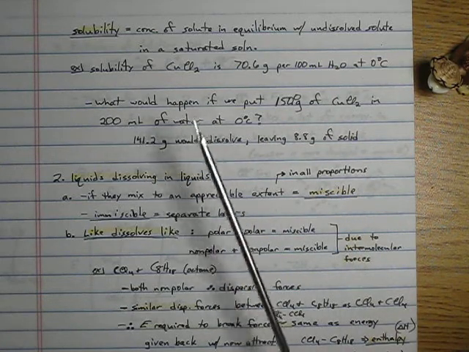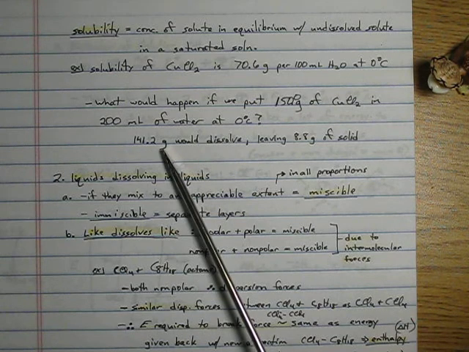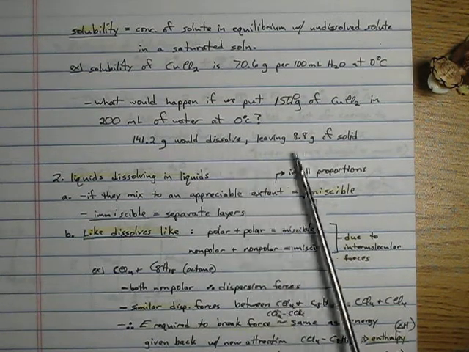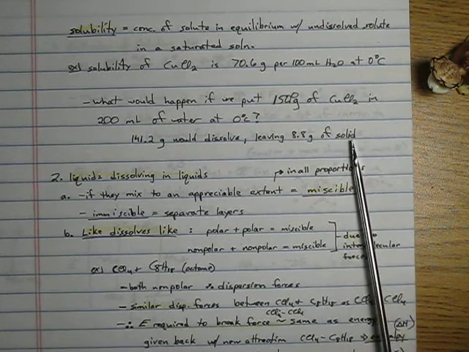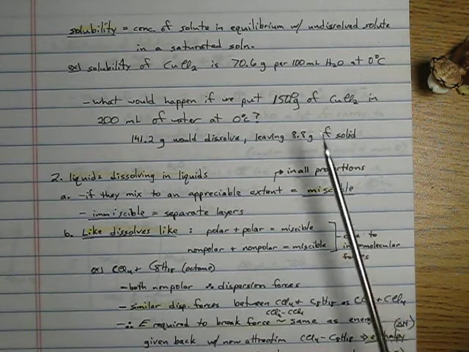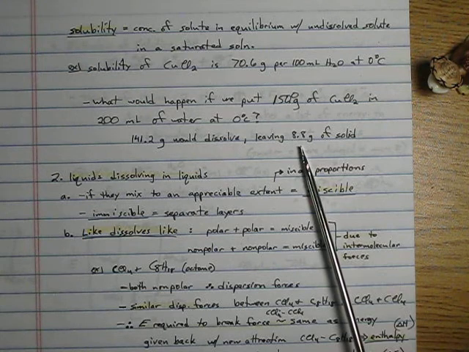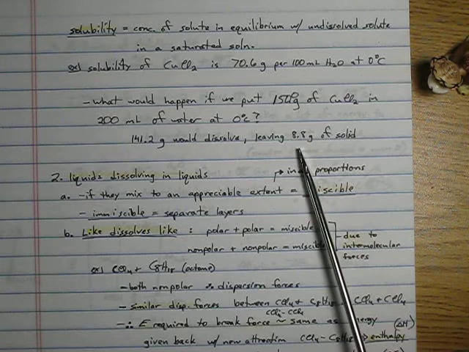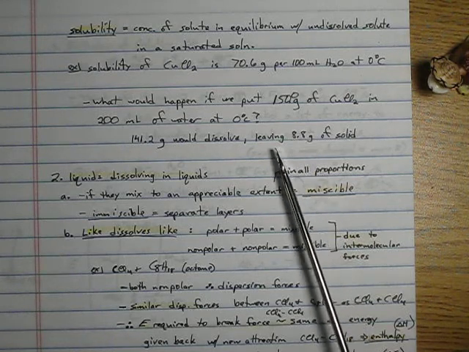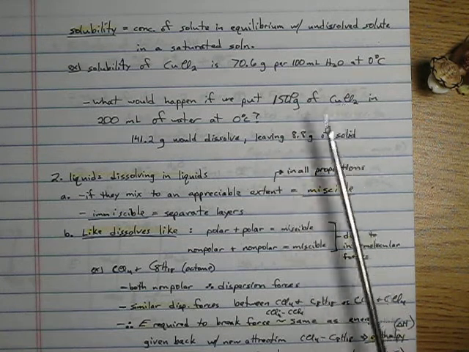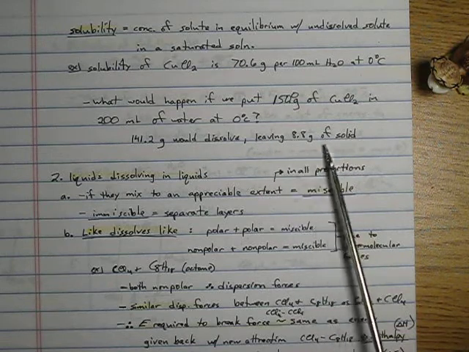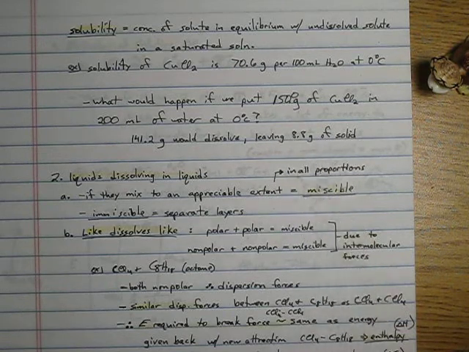So what would happen if we had 150 grams of copper(II) chloride and 200 milliliters of water? 141.2 grams of the copper(II) chloride will dissolve, leaving 8.8 grams of the solid behind. And that 8.8 grams of solid will be constant. It'll stay at 8.8 grams. However, if you looked at the individual molecules, some of this 8.8 grams of copper(II) chloride is dissolving, and at the same rate, some of the dissolved copper(II) chloride is coming back out. So the amount will always remain 8.8 grams, even though this equilibrium is happening.